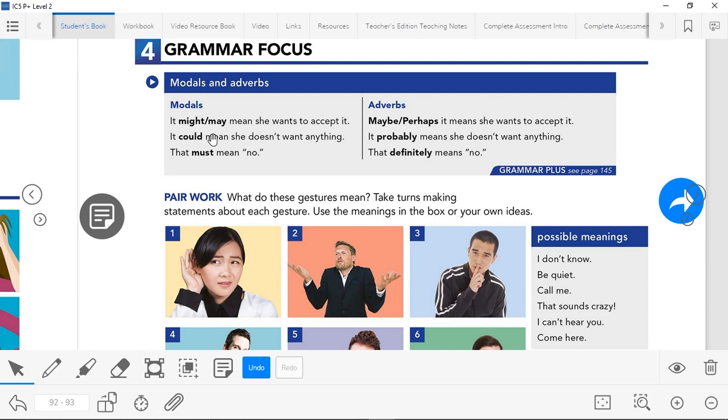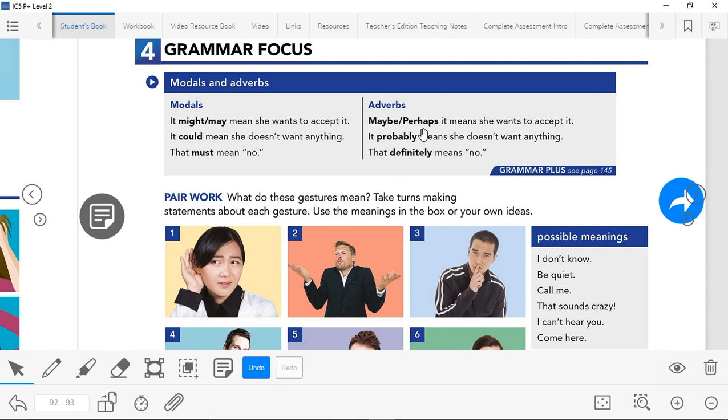And then we have must, that means it's yes or yes, that is what it is. Some examples: it might or it may mean she wants to accept it. So this is also like a probability. It could mean she doesn't want anything. That is a possibility. And that must mean no. It's yes or yes. That means no. Then we have some adverbs.